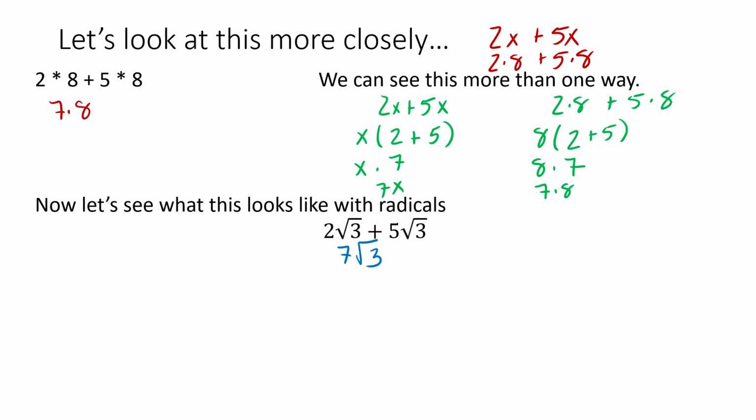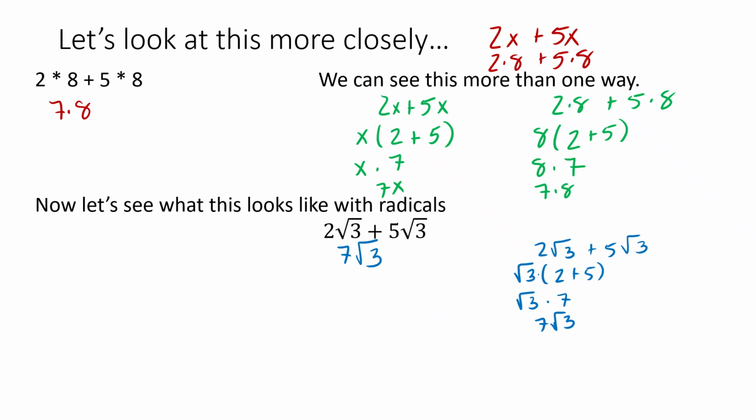Now, if you wanted to, you could look at it this way, where we see a common factor of root 3. We take it out as before. We've got that 2 plus 5 there. 2 plus 5 is 7, and there's your 7 root 3. So you could think of it that way. Now, we obviously do not want to keep going through that, but we could. That is the underlying concept.